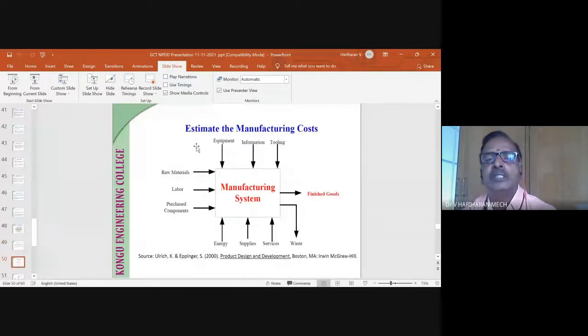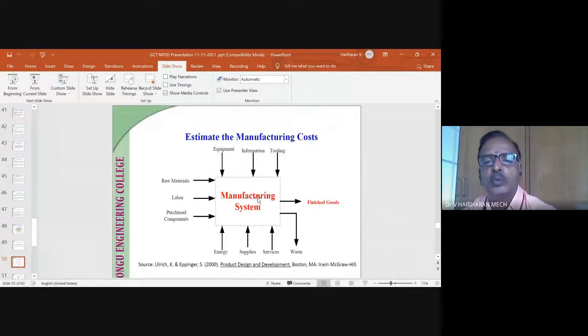Okay, you see the estimate of the manufacturing cost. This is very, very important to reduce your product cost. You have raw material cost, labor cost, purchased components. This is the manufacturing system. This is the input. Then equipment cost, information, tooling. Then service charge, supplies, energy. Then wastage will be there. Finally, it comes to the finished goods. So all these put together, only then can you do your final estimated price of the component.